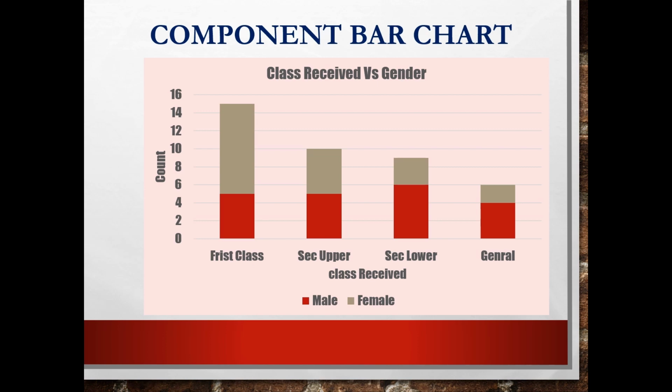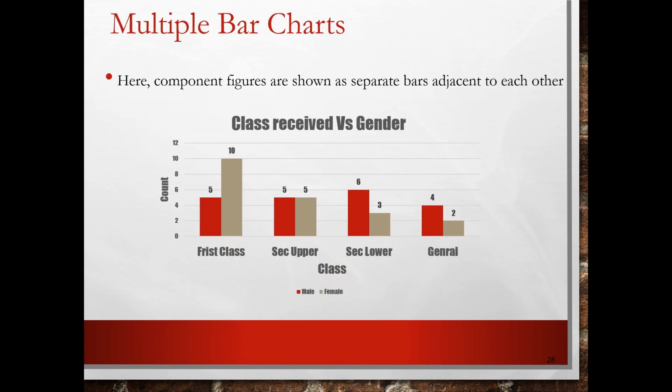Likewise, we can draw the component bar chart. You can see how the counts of each color, each gender, are changing across different class levels. The same display can be put up as a multiple bar chart as well, where instead of dividing a single bar into component parts, we are taking multiple bars adjacent together to represent the different parts of the second categorical variable.